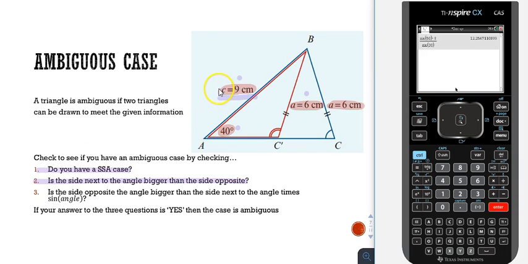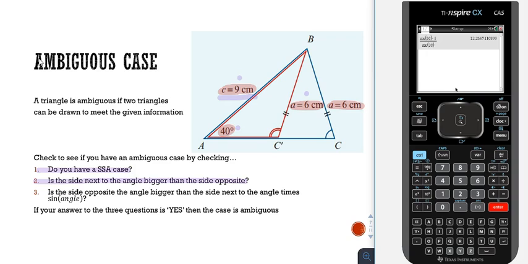So the side length next to the angle, C, is that bigger than the side length opposite? 9 is bigger than 6, so this is yes again. So the side length next to the angle always has to be bigger than the side length opposite for this to be an ambiguous case.